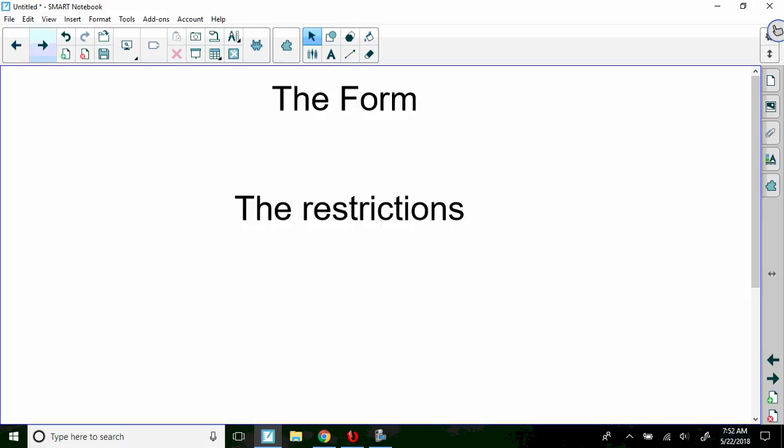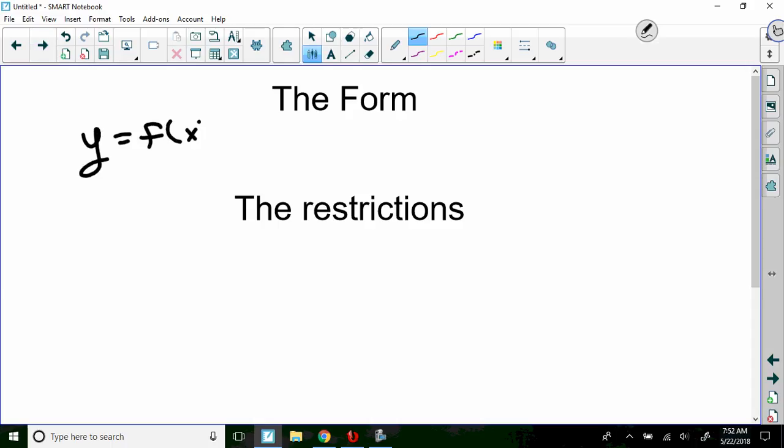The form, whether you like y equals or f of x equals, the form of one of these exponential functions, go ahead and change colors here. It's a multiplied by b, and the b is raised to the xth power. Okay. So whenever we write a function, there's always a y in it, there's always an x in it. And in this case, the form of the function is a times b to the x.